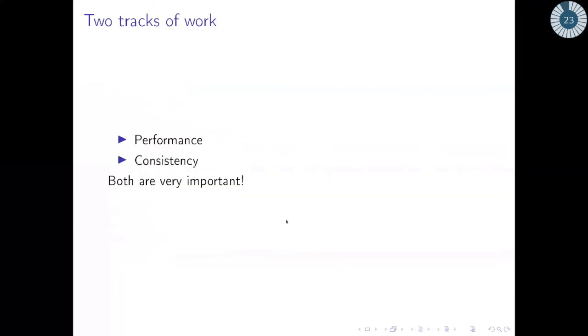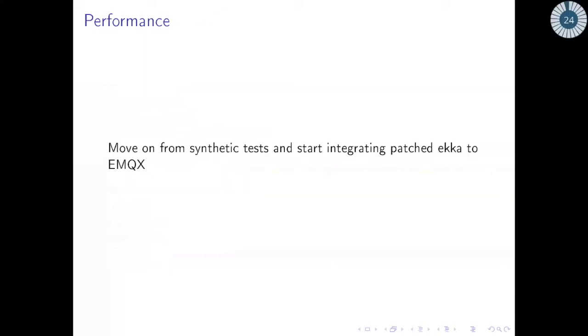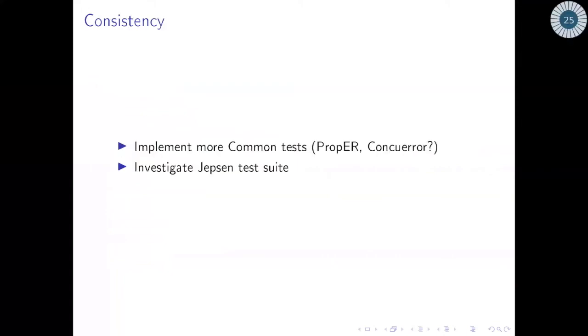So, plans for the next sprint. There are going to be 2 tracks of work, performance and consistency. I'm planning to move on from synthetic tests and start integrating the patch into EMQ X. And for the consistency track, I'm going to add more common tests and start investigating the Jepsen test suite. That's it. Any questions?